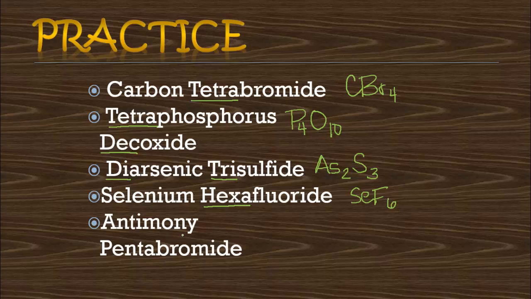And finally, antimony pentabromide. Antimony is a funny one that doesn't seem to go with anything. At least the symbol doesn't seem to go with the name. So it's one of those silly ones to try to remember. So antimony, Sb. Penta, meaning 5. Bromide, so SbBr5. And that is how you name molecular compounds.